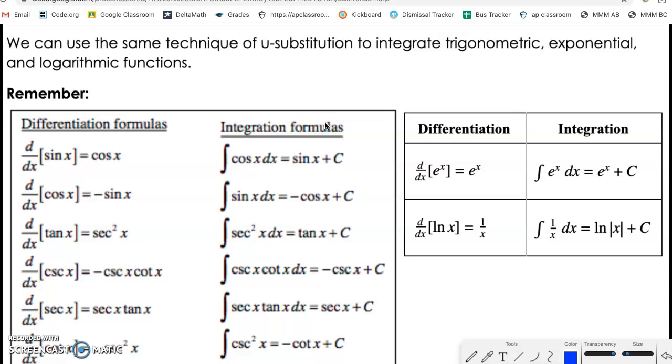So remember, here's a list of our differentiation and integration formulas. The derivative of e to the x is e to the x, so the integral of e to the x is just e to the x plus c. And remember here, the derivative of ln x is 1 over x, or x to the negative 1, and the integral of 1 over x is ln x plus c.